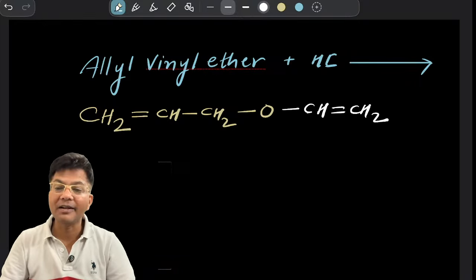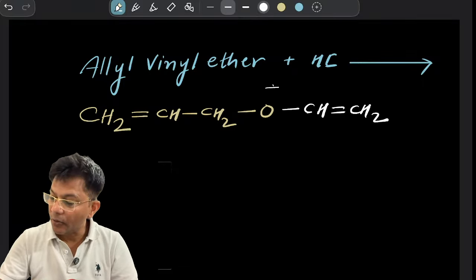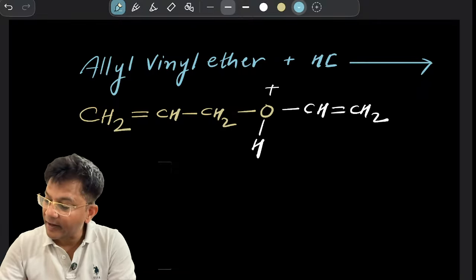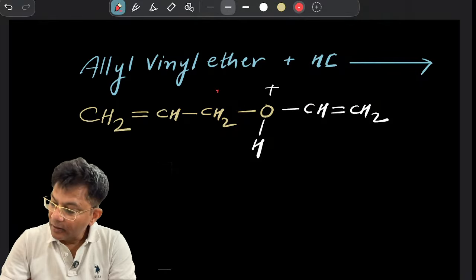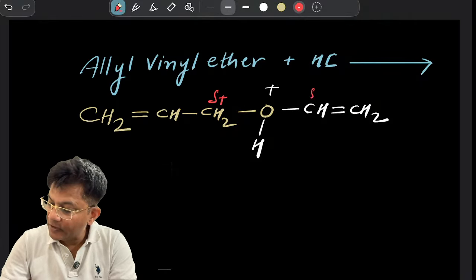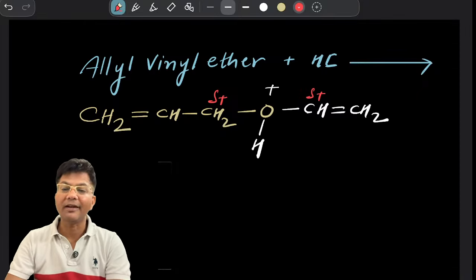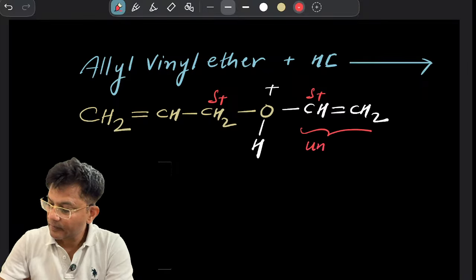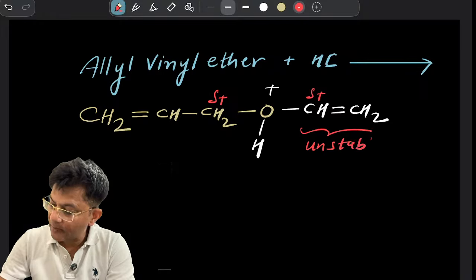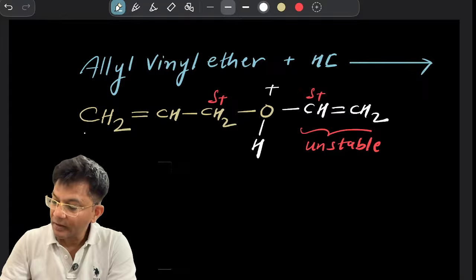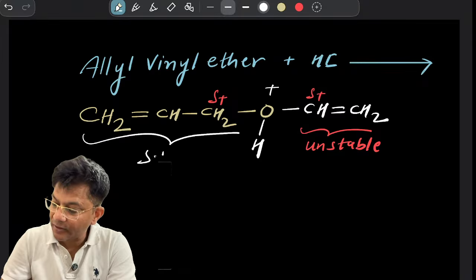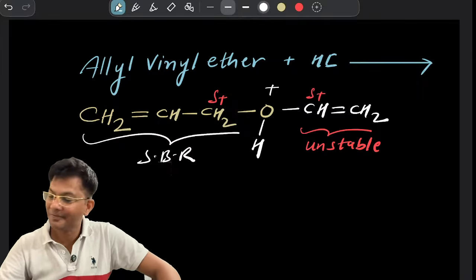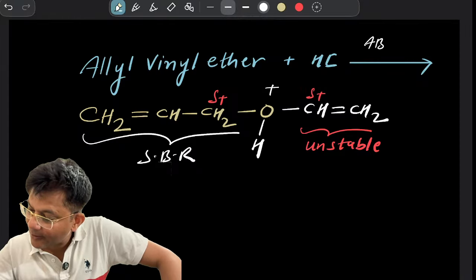Now once protonation takes place, it will get protonated, an oxonium ion. Now from both sides, left hand side and right hand side, it will ask for electrons. Now can you tell me which is resonance stabilized, the right hand side or the left hand side? The right side is highly unstable, cannot form its carbocation, but the left hand side is stabilized by resonance. The carbocation is stabilized by resonance, so definitely it is SN1. Very good.